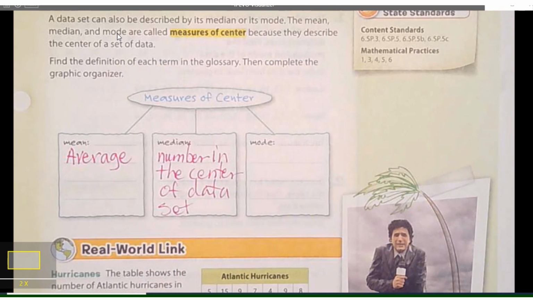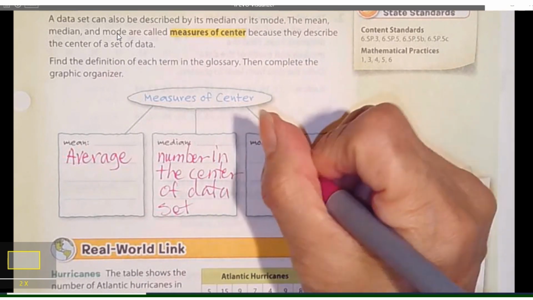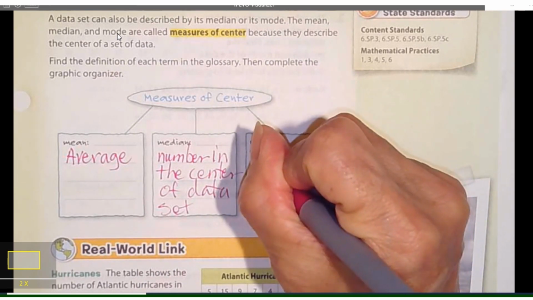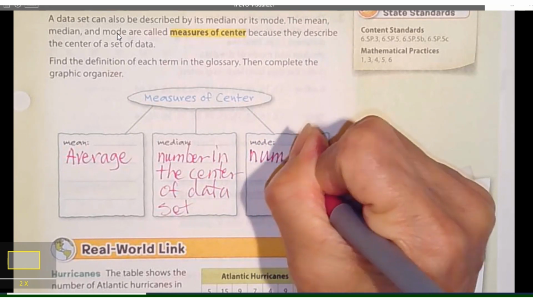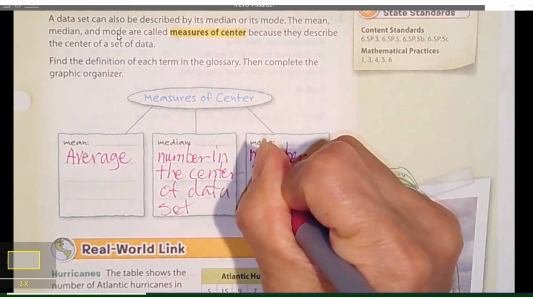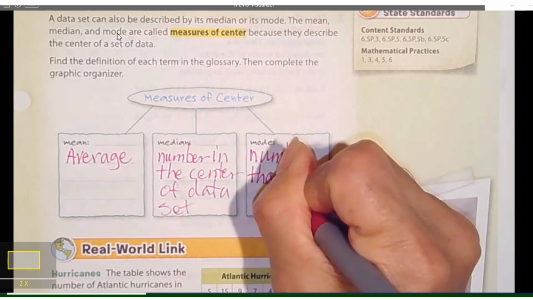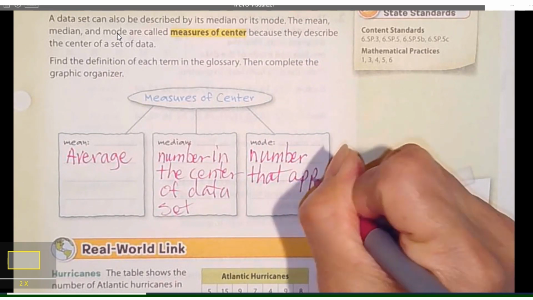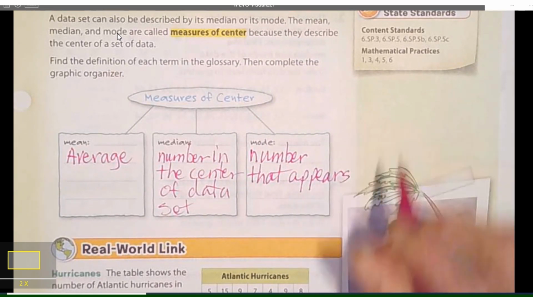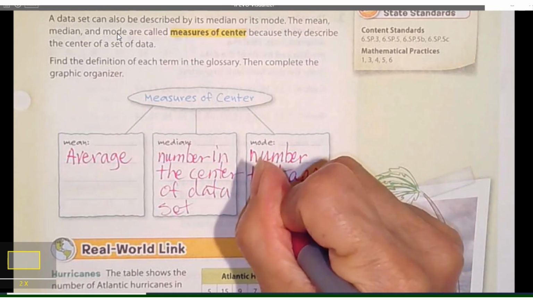Okay, and then the last one is the mode. The mode is the number that appears most often.